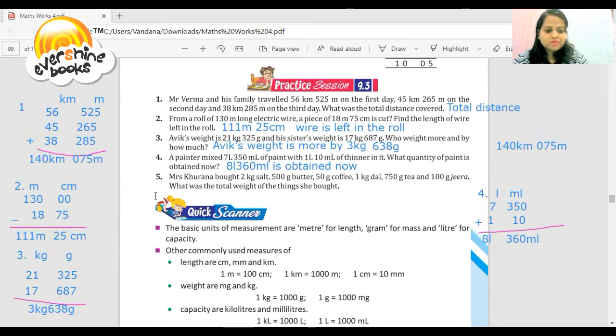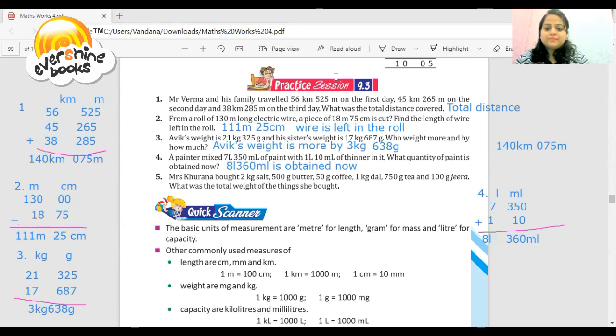Now come to this fifth question. Mrs. Khurana bought about 2 kilogram of salt, 500 gram butter, 50 gram coffee, 1 kilogram dal, 750 gram tea, and 100 gram jeera. What was the total weight of the things she bought? It is given in kilogram and gram form, in higher unit and smaller unit both. So you have to write the numbers section wise, put the values first, then add all the numbers together.